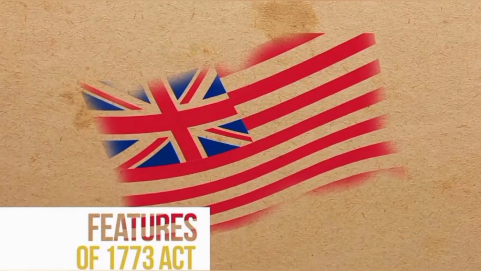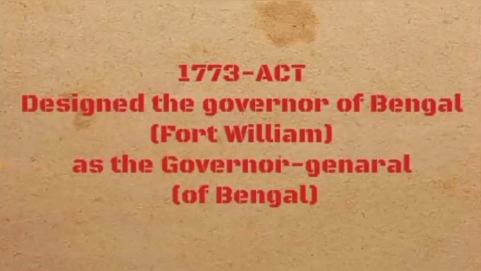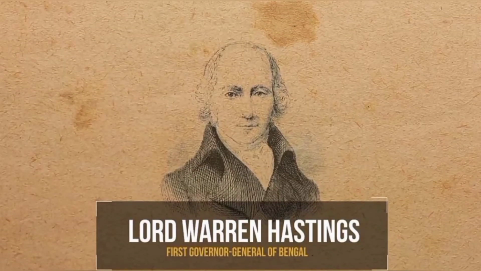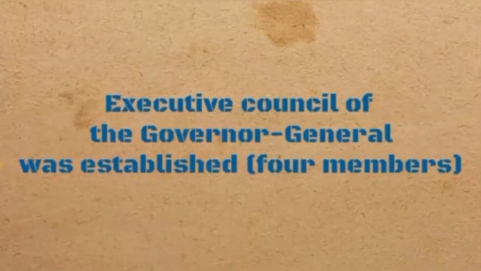This was the first step taken by the British Parliament to control and regulate the affairs of the East India Company in India. It designated the Governor of Bengal as the Governor General of Bengal, at Fort William. Warren Hastings became the first Governor General of Bengal.